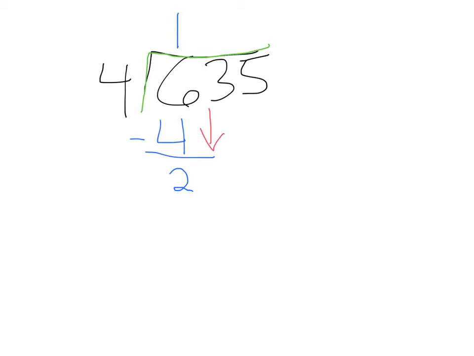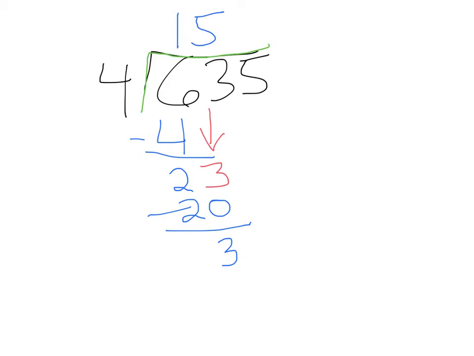So I bring down my 3. Now my question is going to be, how many times will this 4 go into my 23? Once I bring my number down, that's when I ask myself, how many times will that number outside the bracket go into that number? So how many times will 4 go into 23? It actually goes in 5 times because 5 times 4 is 20. So when I subtract, sorry, that's a horrible subtraction sign, I get 3. So there's my difference. Now if this was 63 divided by 4, that means my answer would be 15 with a remainder of 3.